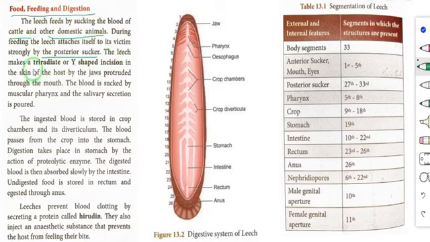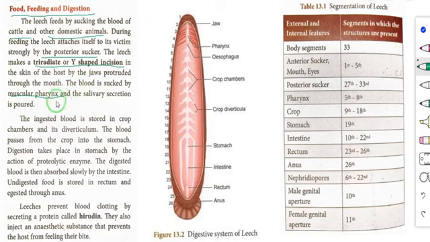The leech makes a triradiate or Y-shaped incision in the skin of the host by the jaws protruded through the mouth. Already I told you the mouth is a triradiate aperture; 3 holes are present. So when it bites, it produces a Y-shaped wound. Why? Because 3 holes are present in the mouth, so that the blood is sucked by the muscular pharynx and the salivary secretion is poured.